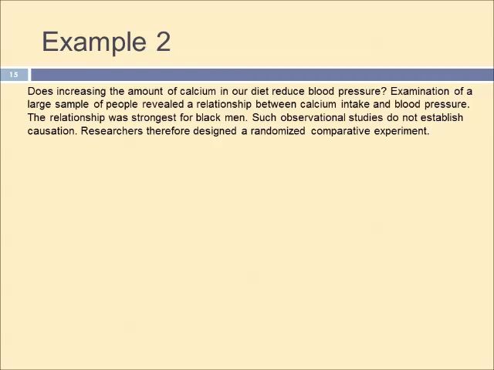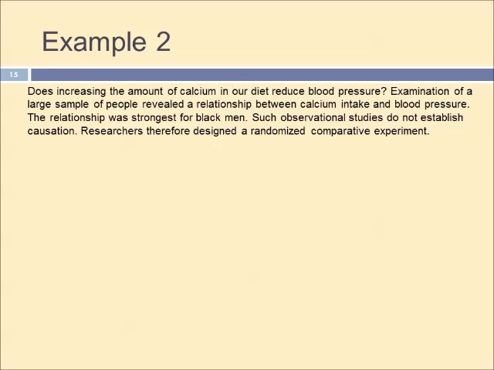Okay, here's an example. Does increasing the amount of calcium in our diet reduce blood pressure? Examination of a large sample of people revealed a relationship between calcium intake and blood pressure. And the relationship was strongest for black men. So this was probably a regression type analysis where we were trying to determine whether there was a relationship between these two variables. And in this case, they found that it was the strongest for black men. So this was an observational study, so it does not establish causation.